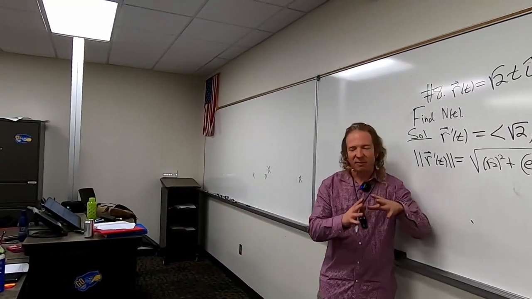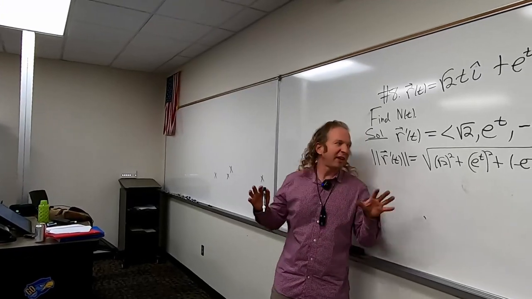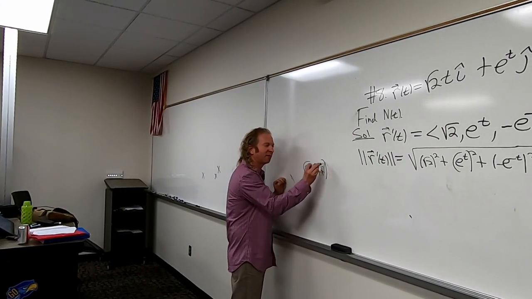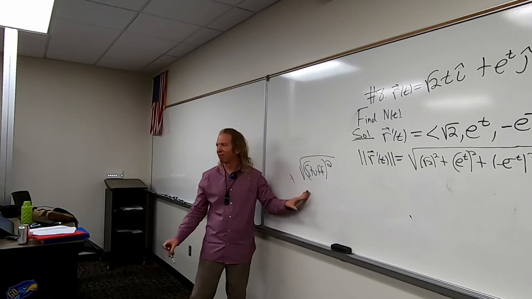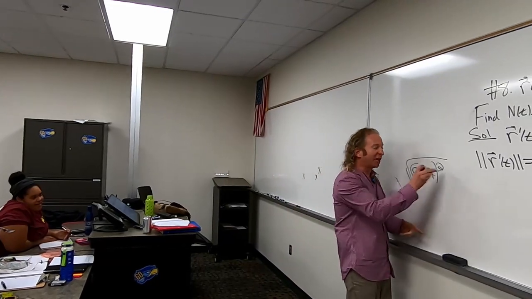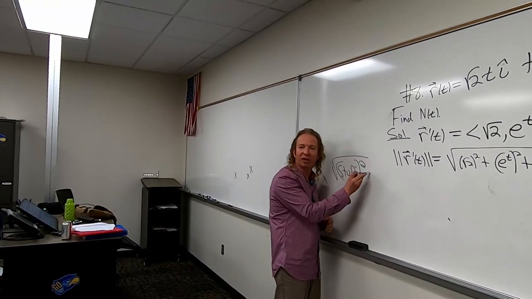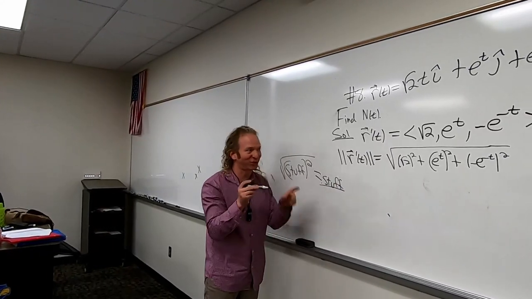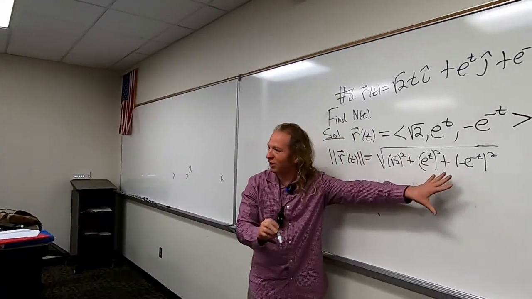I think this is going to turn into something that factors. I think we're going to get something like this. Right? Because that way, when you take the square root of stuff squared, what do you get? Stuff. And that's what we need in this problem. We need some stuff. So this is going to happen, I think.